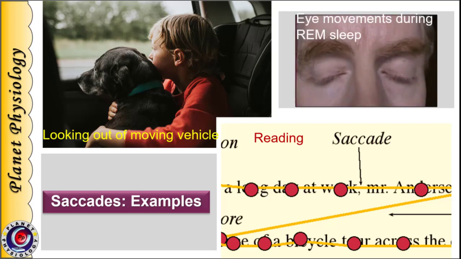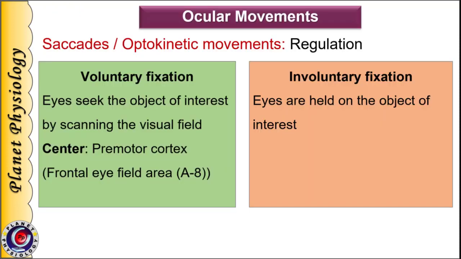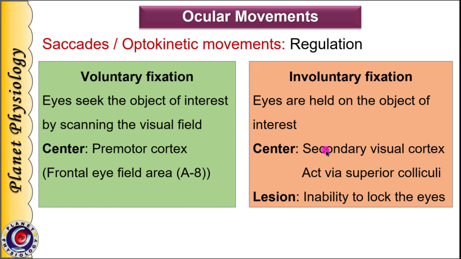Eyeball movements during rapid eye movement sleep is another example of saccades. During saccadic movements, eyes first locate the object of interest. This is voluntary fixation mechanism and it is mediated by premotor area, mainly the frontal eye field area. Once the object is located, eyes are fixed or locked on that object by involuntary fixation mechanism. Center for this locking mechanism is secondary visual cortex, which mediates it with the help of superior colliculi.